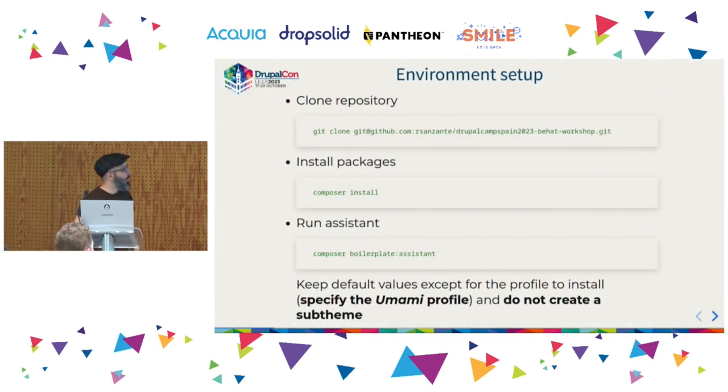And this is the thing that you need to run. So you need to clone this repository because here we have a Drupal environment ready to be used with Behat. So you have to clone this repository, run Composer install, and then run this assistant, that's Composer boilerplate assistant, and answer some questions that the assistant asks you. What we are going to do is to install the Umami profile, the demo Drupal profile, because we are going to do the test on that profile.